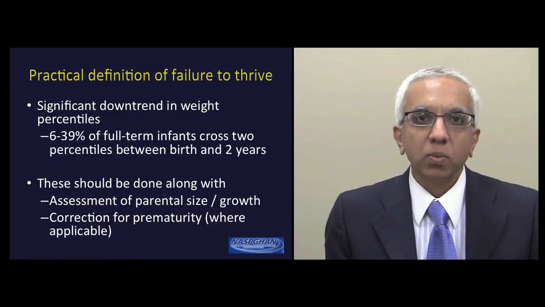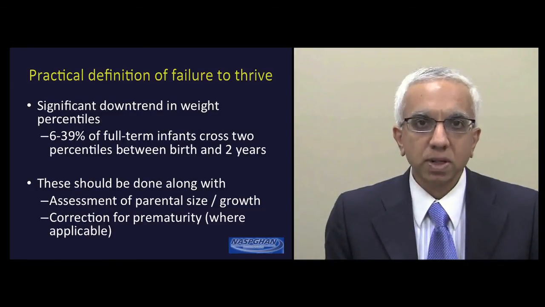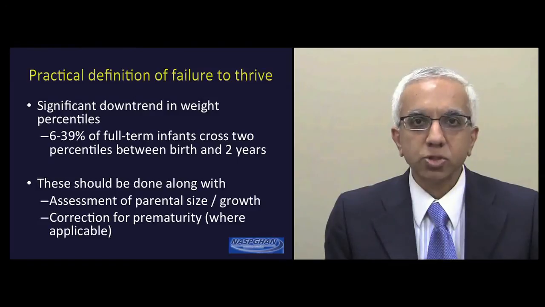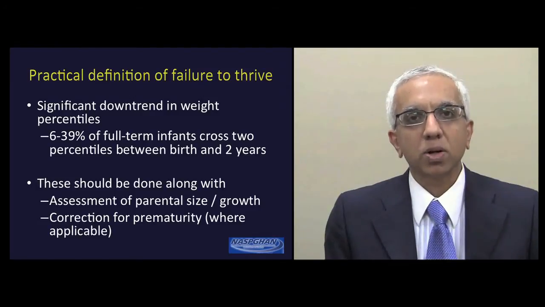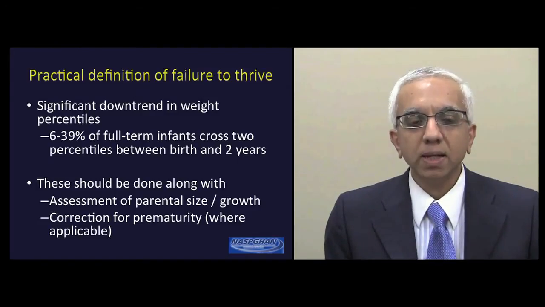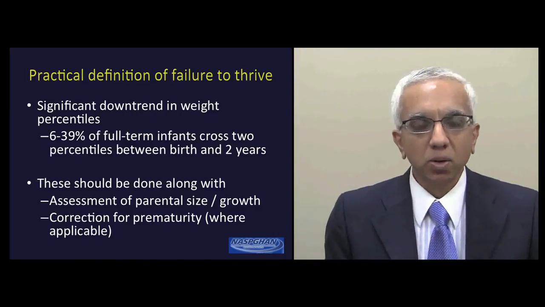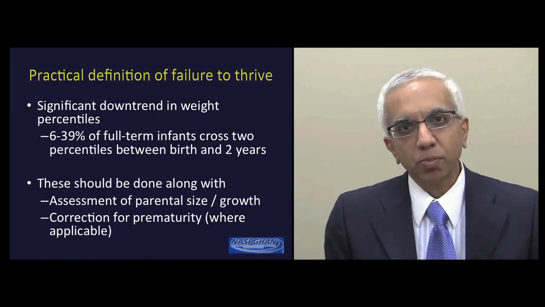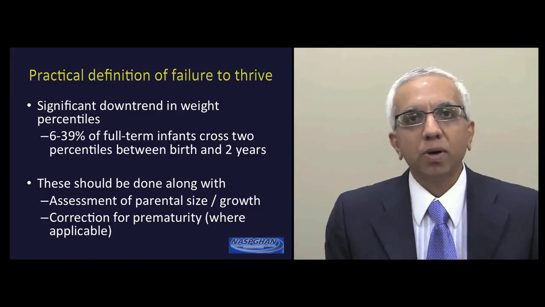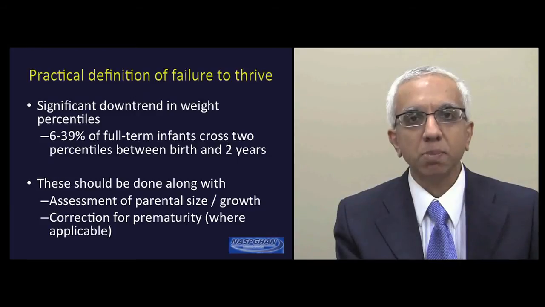Significant downtrend in weight percentiles can be of concern, but you need to remember that normal children too will cross percentiles. Finally, all of this should be done along with correction for parental size as well as parental growth, and finally correction for prematurity if such a correction needs to be made.